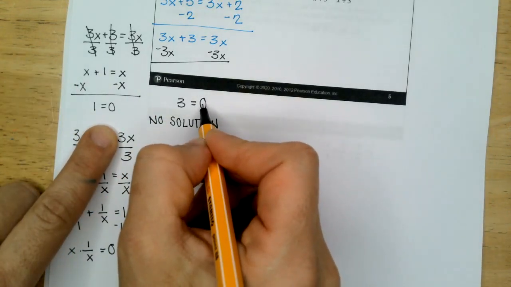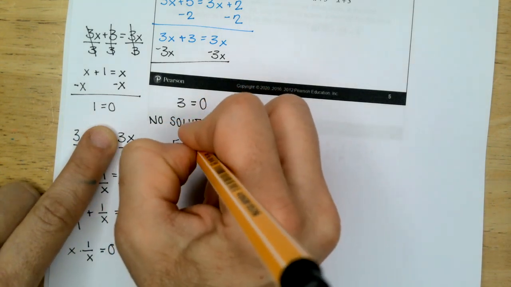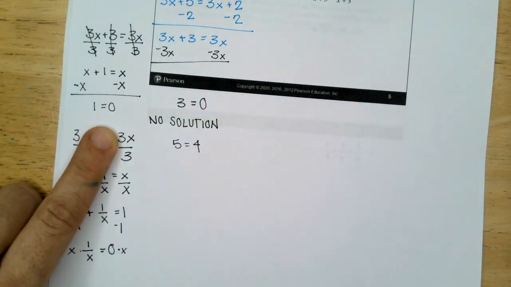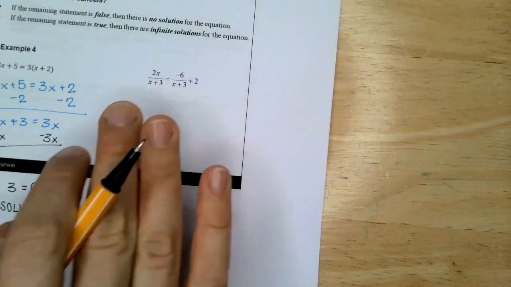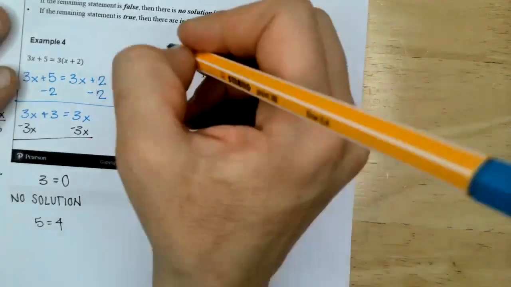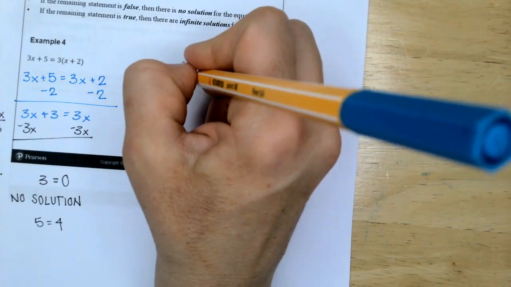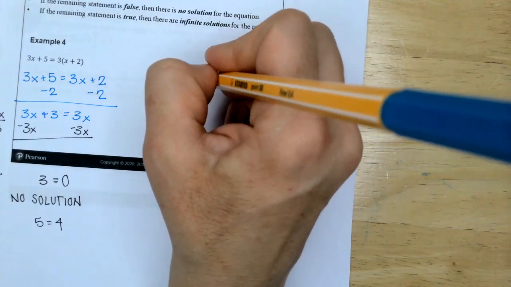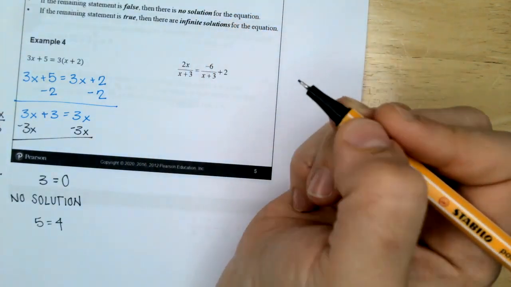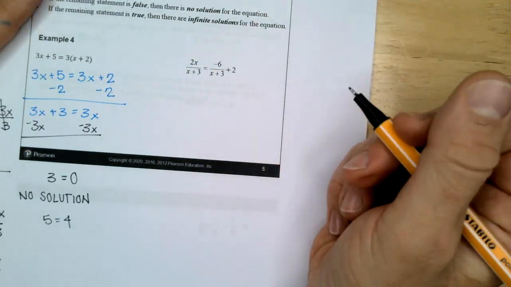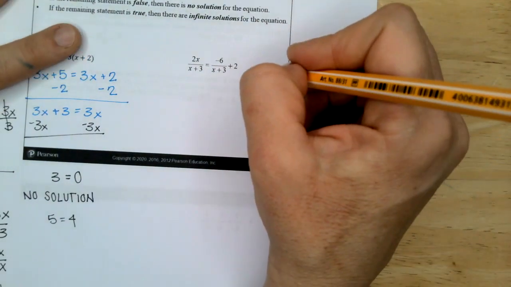It's okay if one side is 0. It's okay if it's 5 equals 4. That's still just not true. Okay? All right, here we have 2x over x plus 3 equals negative 6 divided by x plus 3 plus 2. Another opportunity to practice how to do fractions, okay?